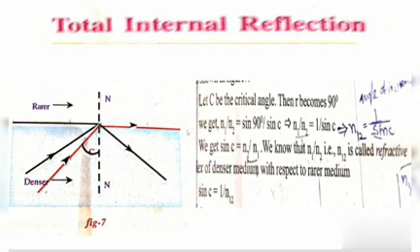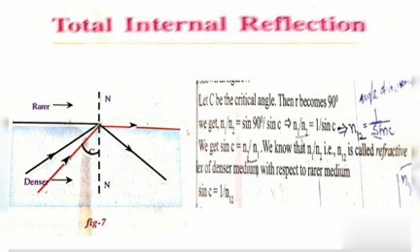So from the equation, we can write sin C equal to 1 by n12 also. How did we write 1 by n12? n1 by n2 is equal to n12, then n2 by n1 equals 1 by n12. That's why in place of n2 by n1 we substituted n12. So sin C equal to 1 by n12.